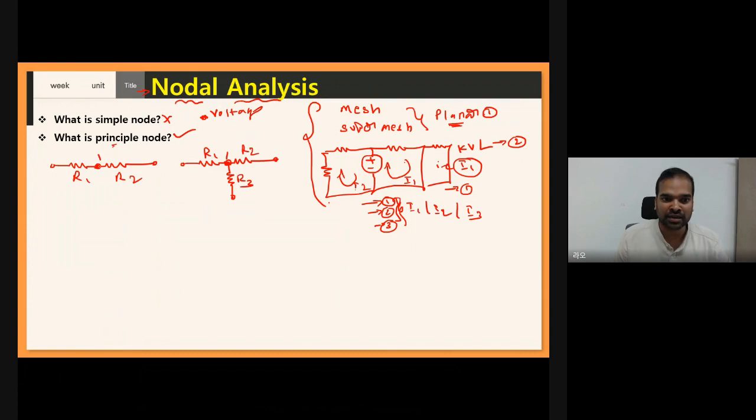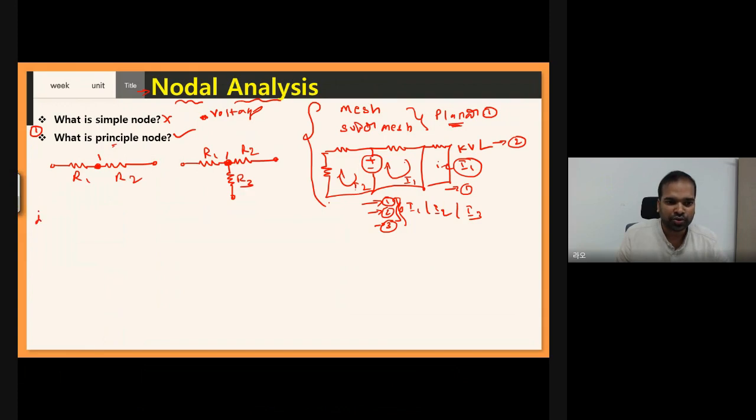Let us clearly understand the difference between these two. Two elements connected at a common place is a simple node, and two or more elements connected at a common place is a principal node. From now on, when I say node, node is nothing but a principal node. It is not a simple node. Clear. This is point number 1 in nodal analysis.